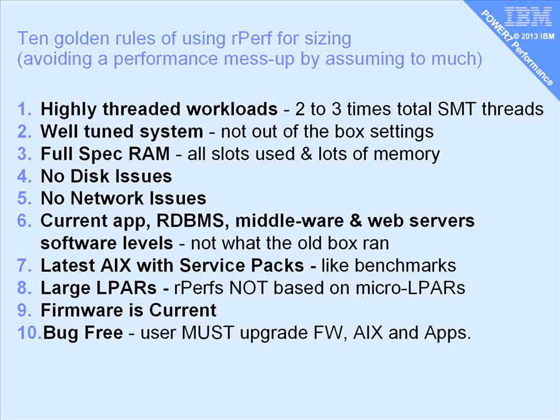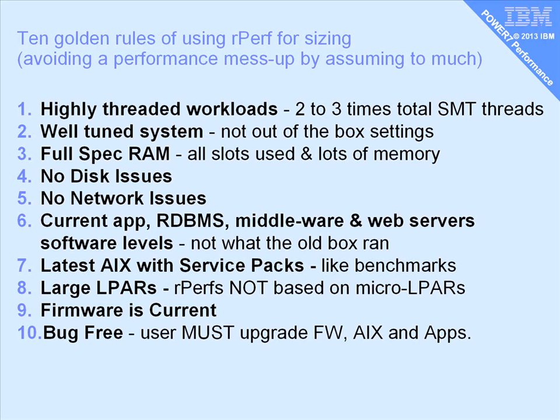Number 3 is full spec RAM. When we do an rPerf test, of course we're going to use the best configuration we can think of, which means all the memory slots are used, and lots of memory, generous amounts of memory, because that optimizes things and keeps the disk I/O down. So we're going to have to use a similar configuration. If you've got unused memory slots, then you're not going to get the rPerf value you were expecting. And the same with keeping the memory large and fairly even in sizes of your DIMMs.